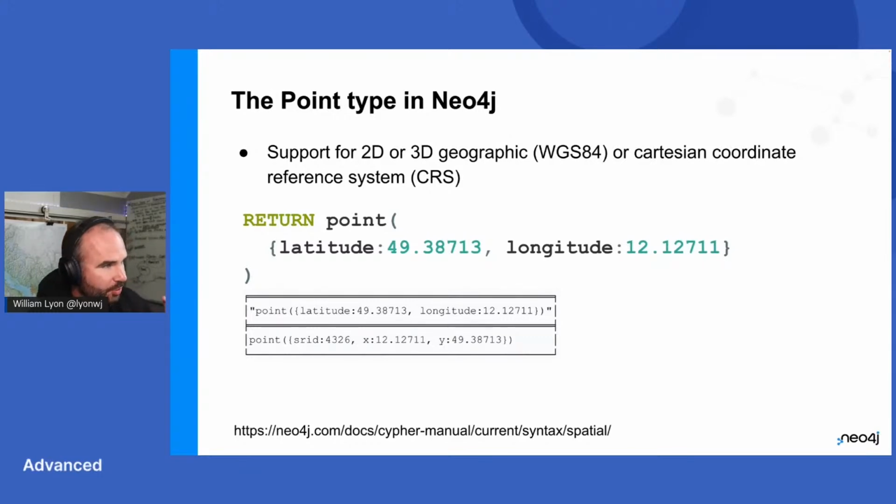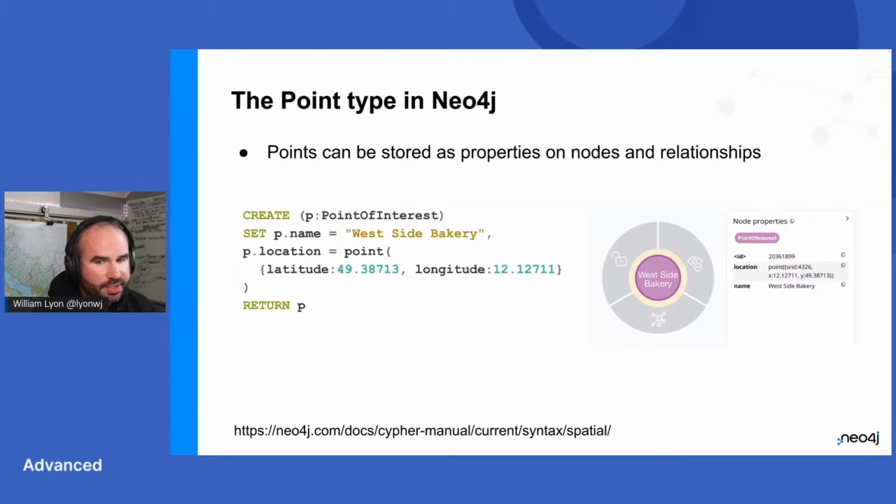So here's just an example in Cypher. I can use this point function to create a point instance. And once I've created that instance of a point, I can store it as a property on nodes, on relationships. So here I've created a point of interest node to represent some bakery somewhere. I think this is actually somewhere in Germany, and set the location property to this point value.